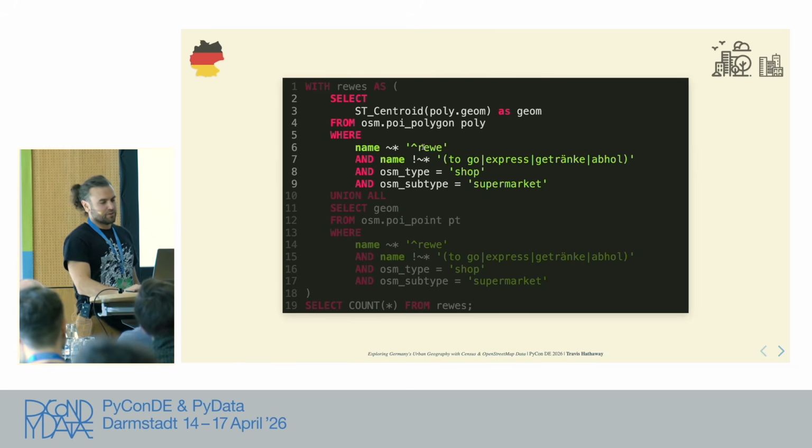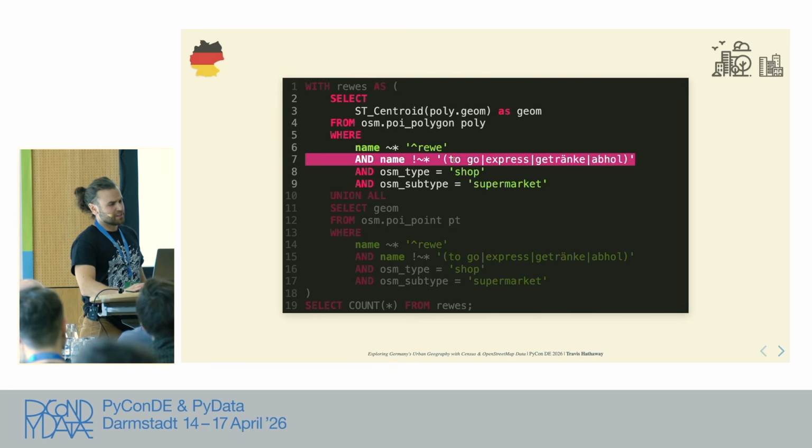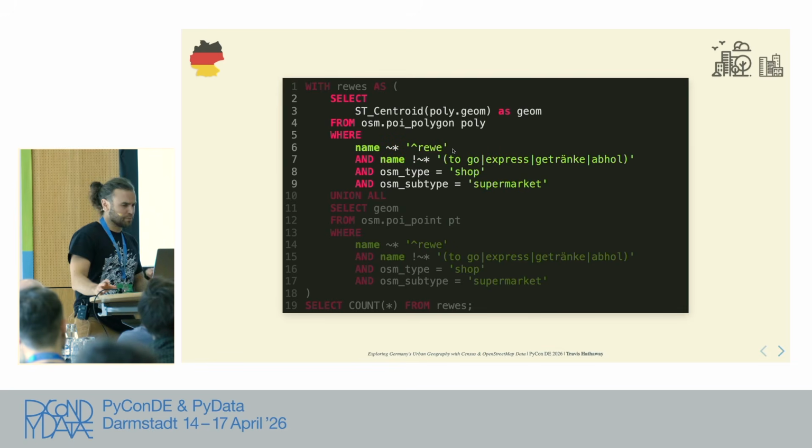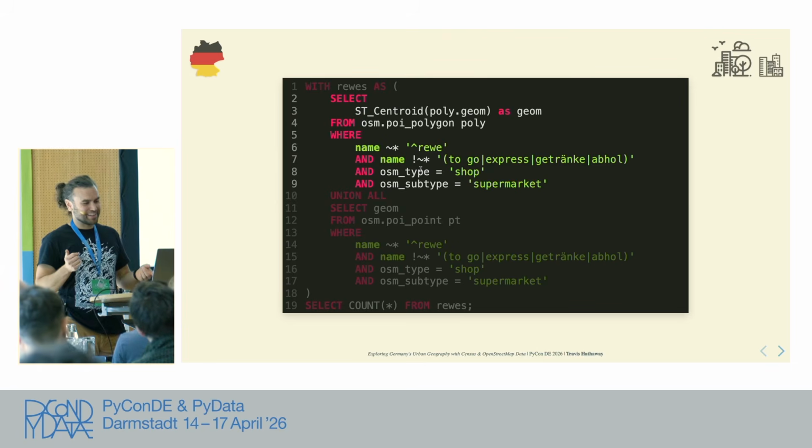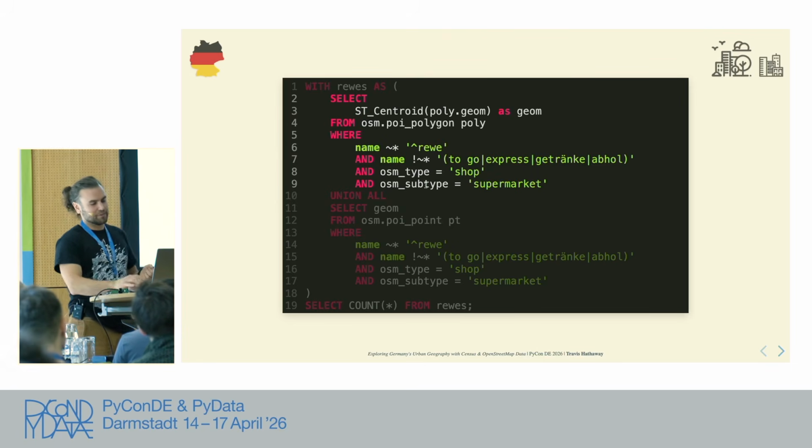So where the name is roughly equal to Reva, and then this line, we're excluding to go, express, Getränke, and Abhol, because I wanted to just have the supermarkets and not all these little gas station kind of mini marts, right? Because that's not an actual Reva. Those are like mini Revas. And then finally, I decided to include shop and supermarket by using the type and the subtype fields.